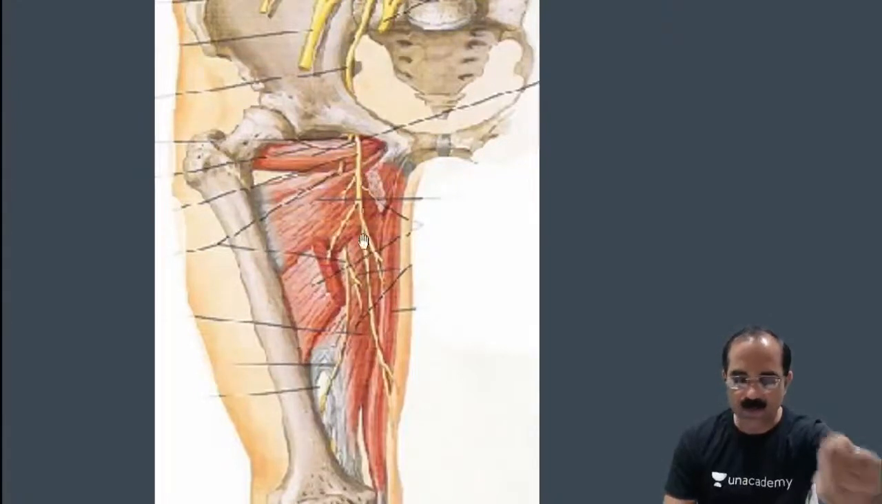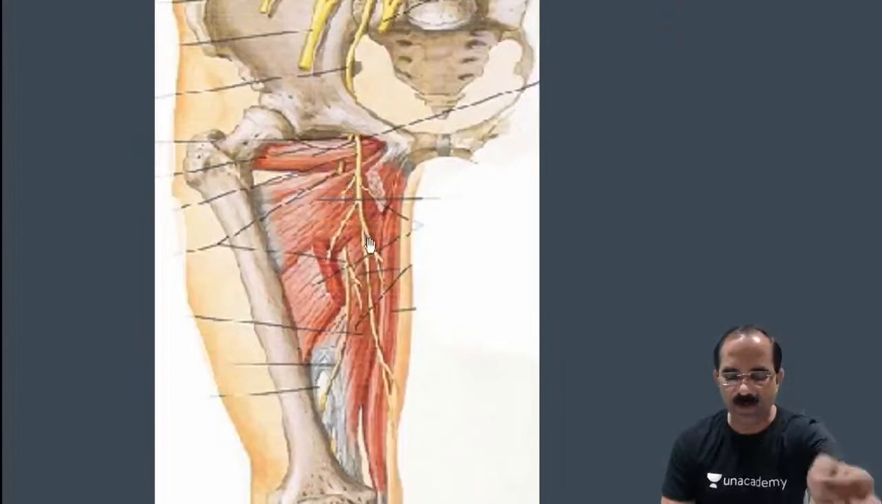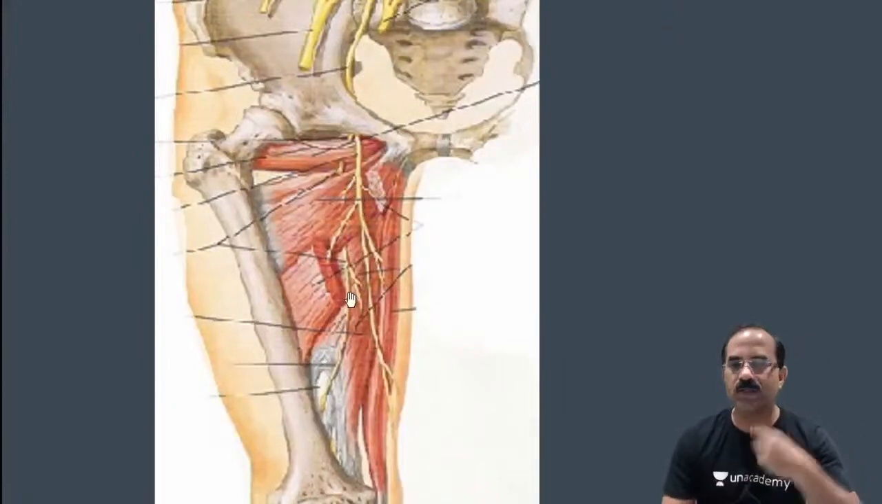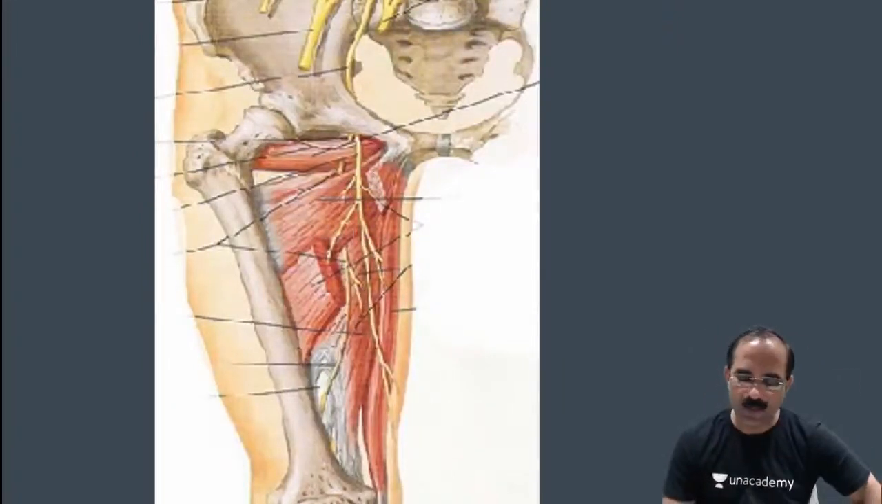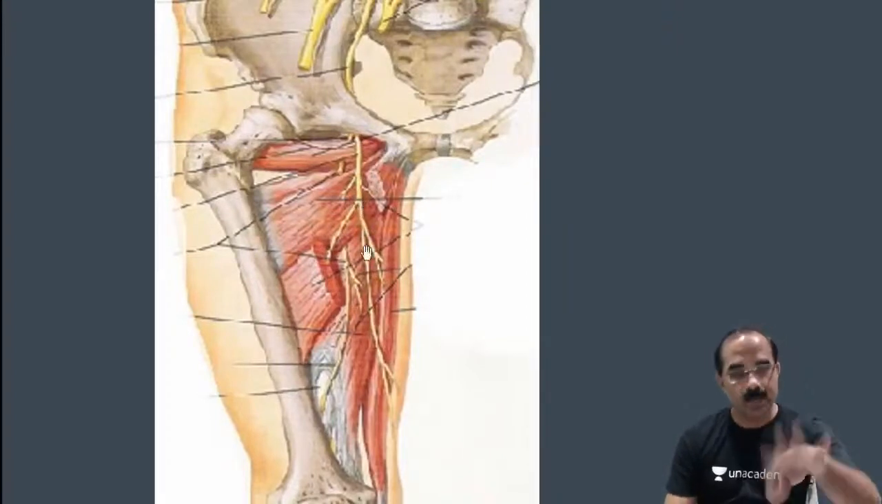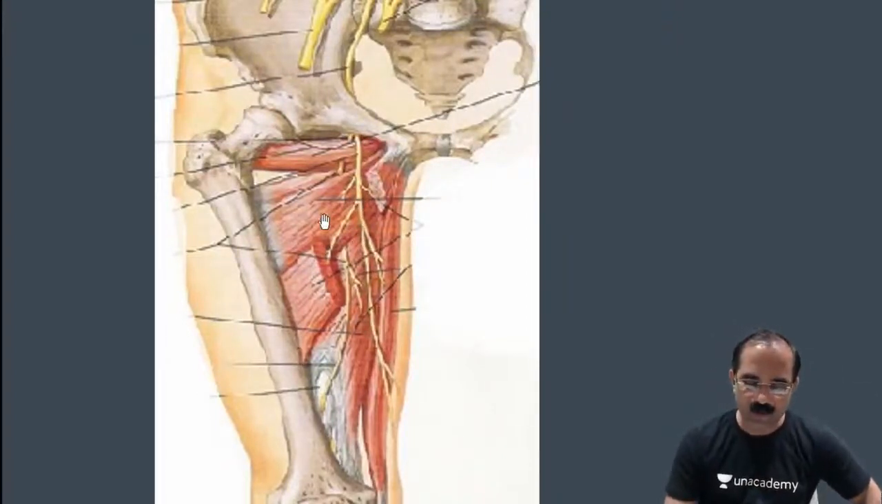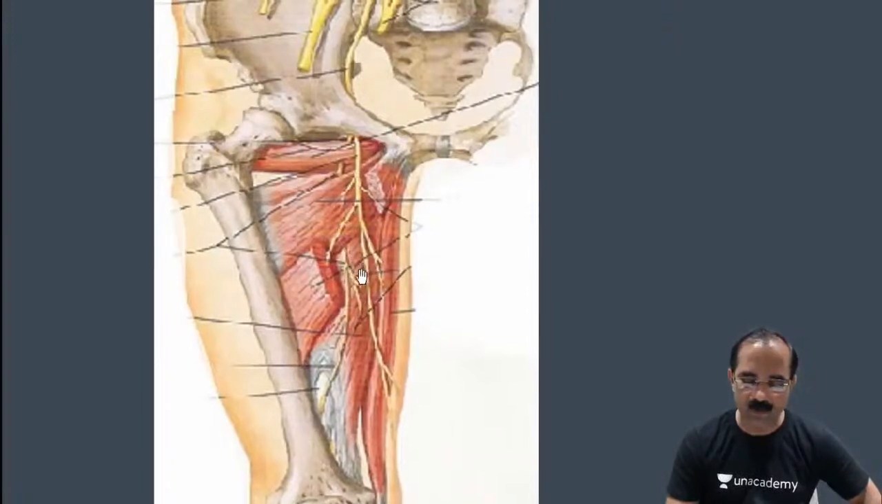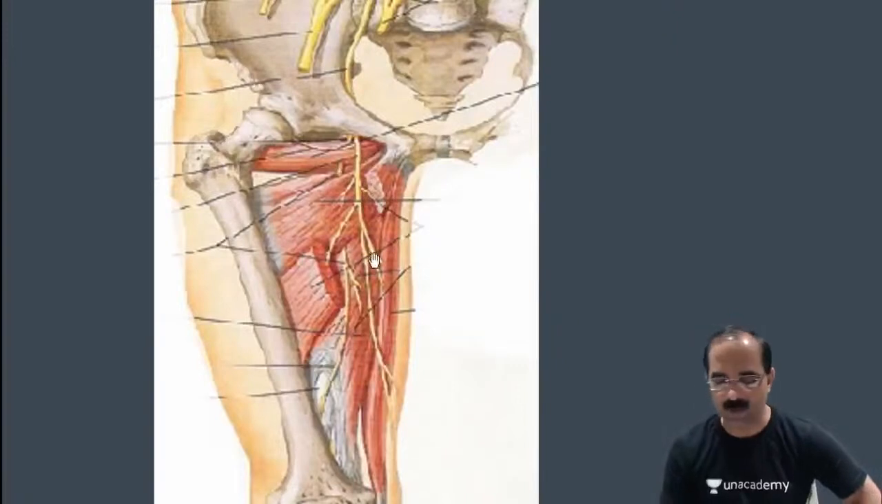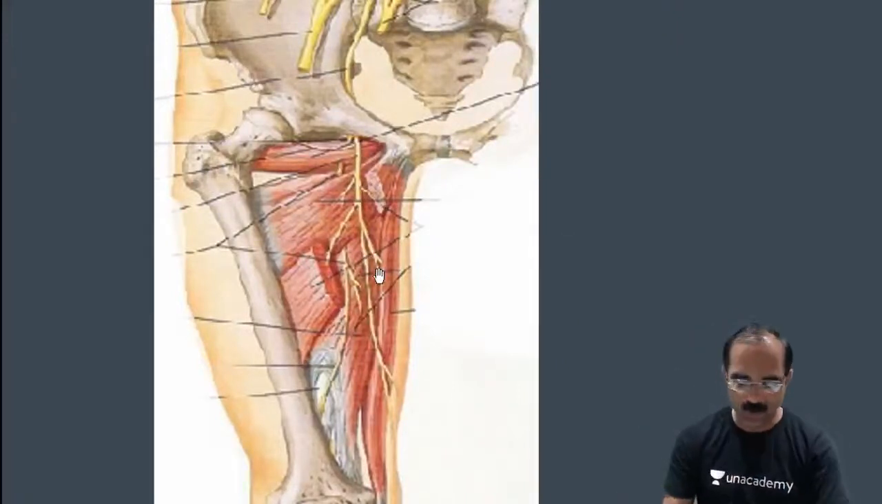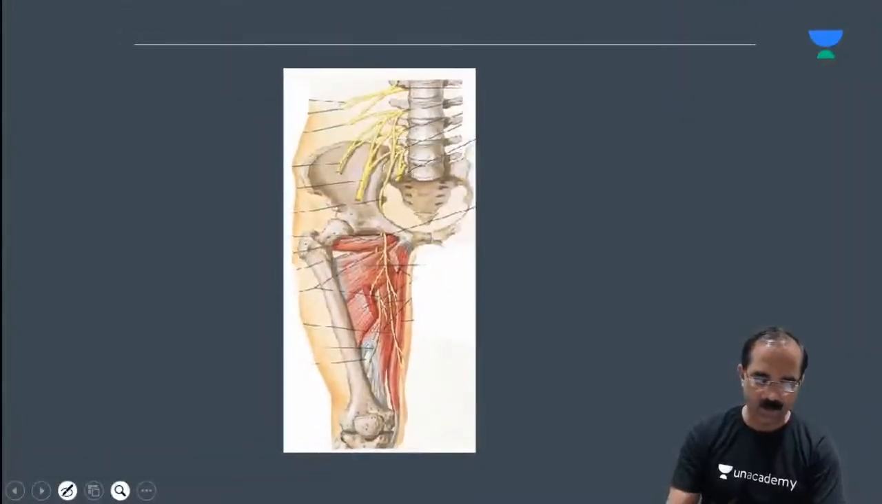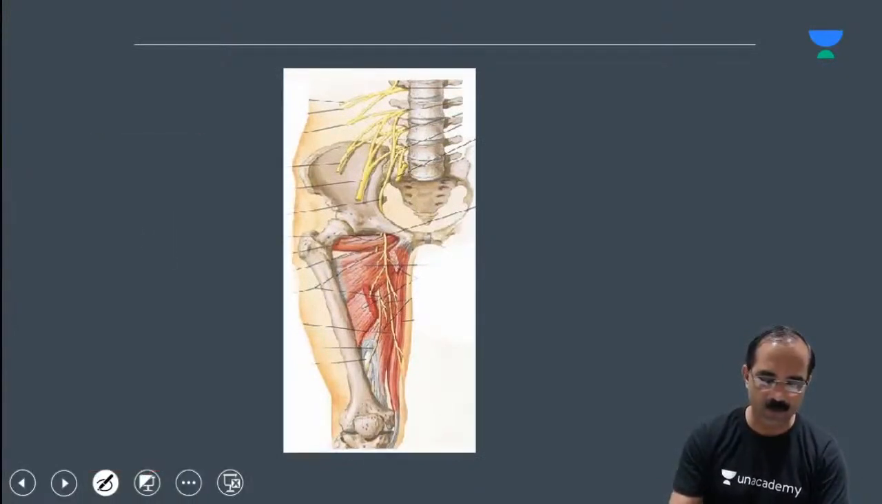The anterior division, if this comes as a visual, students, what is this division? The anterior division of obturator nerve lies between what and what? It lies between the adductor longus and the adductor brevis. This is the anterior division, and the posterior division lies between the adductor brevis and the adductor magnus. That's the posterior division of obturator nerve. Then you have to know what the anterior division supplies and what the posterior division supplies. Okay, we'll come to this.